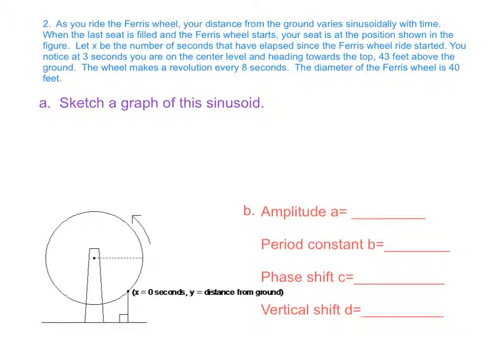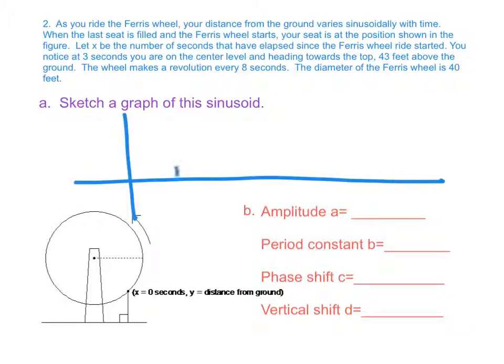So, to sketch a graph of this, you notice that at 3 seconds, you're on the middle of the graph, or you're at the center of the Ferris wheel. And it says you head towards the top, 43 feet above the ground. So this is 43 feet. Now, if the wheel has a diameter of 40 feet, that means the lowest it can go is 3. So therefore, halfway in between is at 23 feet. So at 3, you're at 23.